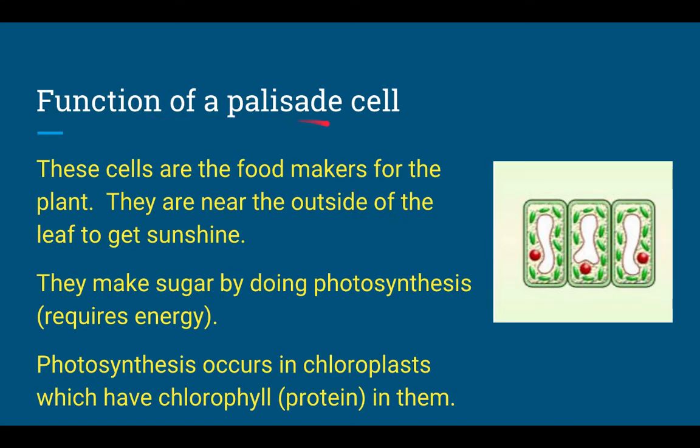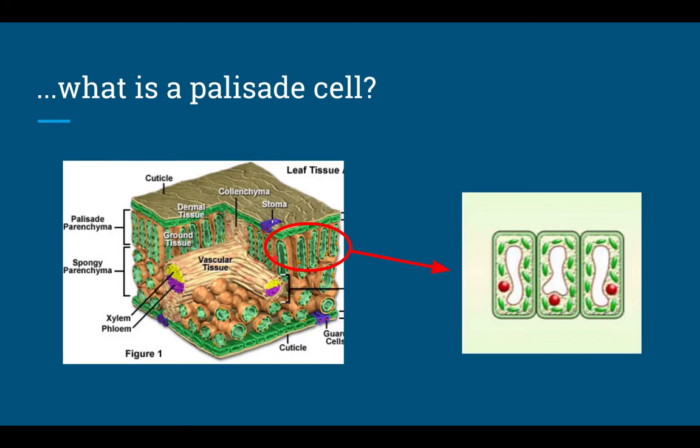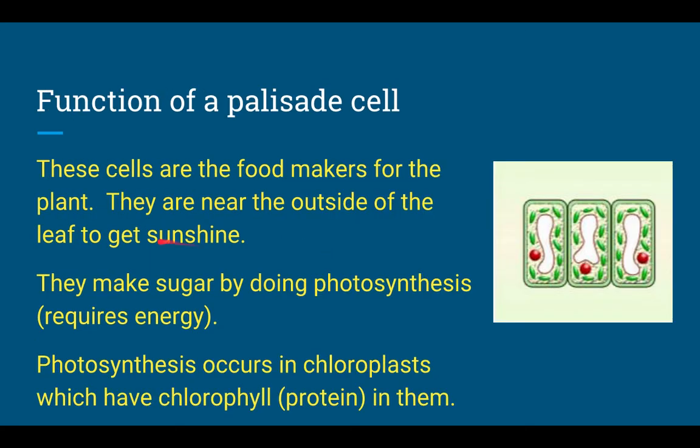The function of a Palisade cell is, of course, to make food for the plant. So we're going to take that tree example. These cells are the food makers for the tree. They are near the outside of a leaf, as we saw here. See how they're near the outside of this leaf? They're not in the middle. They're not in the bottom. They're right up here near the surface. And that is to get a bunch of sunshine. They make sugar doing photosynthesis from that sunshine.